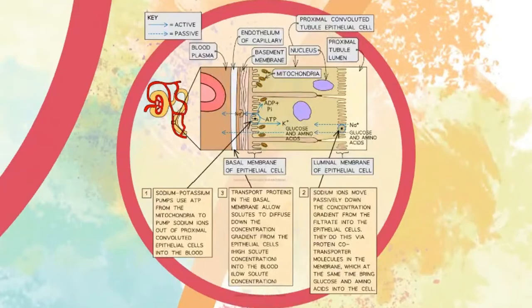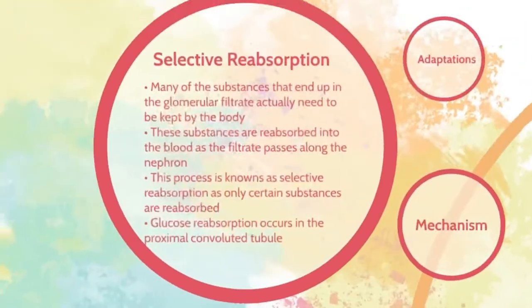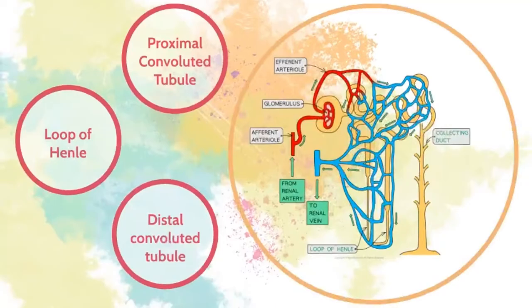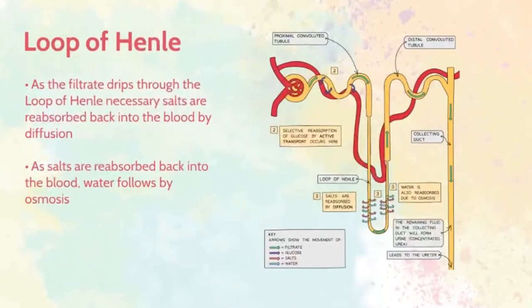So as the filtrate drips through the loop of Henle, so coming down out of the proximal tubule down into this loop, necessary salts are reabsorbed back into the blood by diffusion. As salts are reabsorbed back into the blood, water will then also follow by osmosis. Water is also reabsorbed by the collecting duct, which we'll talk about in a second, but in different amounts depending on how much water the body needs at that time, which we're going to discuss at the end of the lesson. So the loop of Henle acts as a counter current multiplier.